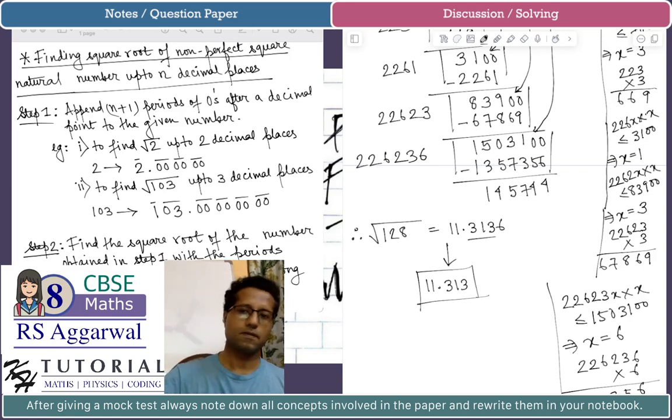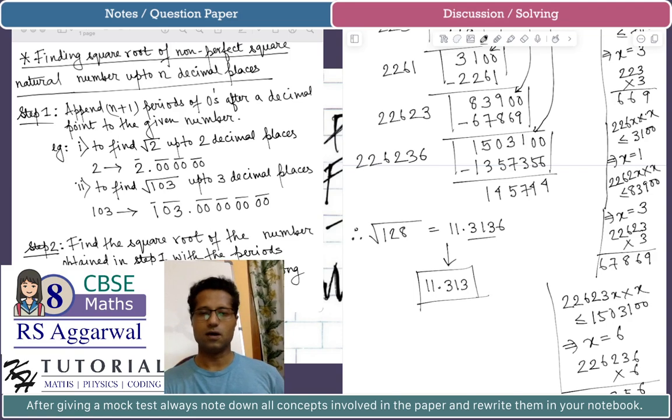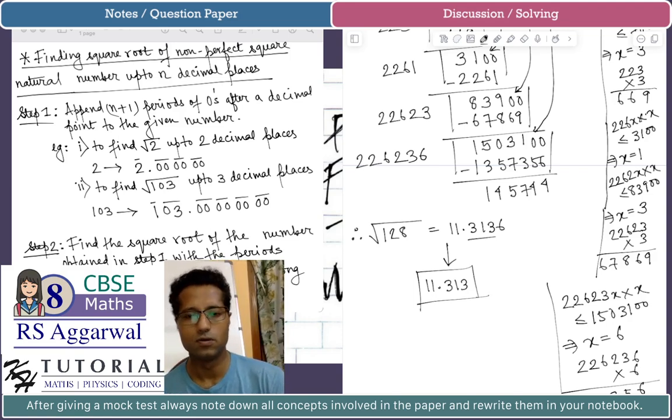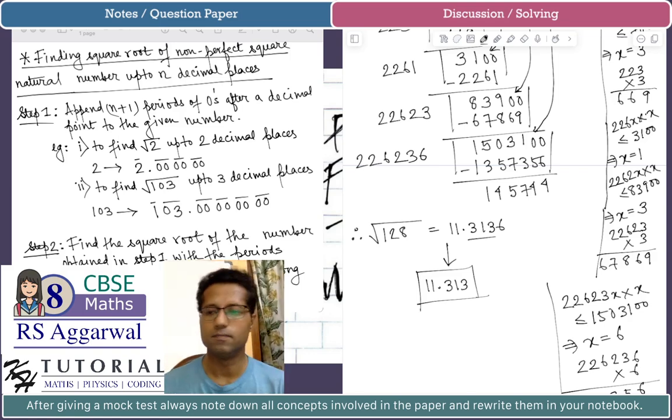We were trying to find the square root up to 3 decimal places. So we will consider the 3 decimal places after the decimal point, and so the square root of 128 up to 3 decimal places is 11.313. I hope you understood how to do the long division method calculation to find the square root of a natural number which is not a perfect square number.